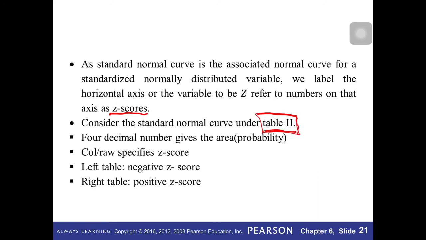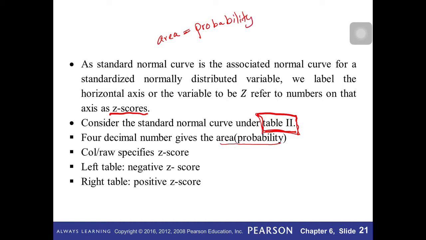There are two tables. A few minutes later I'll show you that; I have a screenshot as well as the actual tables. All the values we are considering are there, so you just need to know how to find the values. That's it. You need to learn how we find that. A 4-decimal number gives the area, which means probability. So area equals probability.